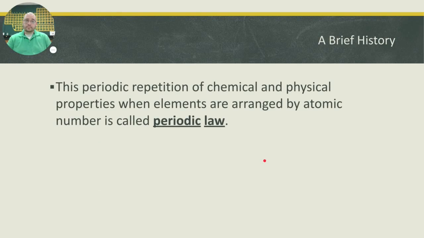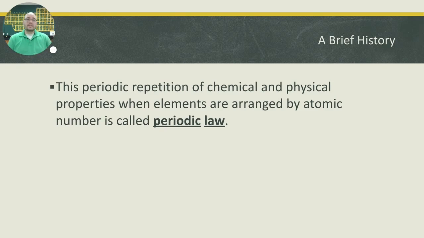All right. That periodic repetition, periodic means one every now and then, like you go to class one period at a time, and then you do the same thing. So Monday, you go first, second, third, fourth, fifth, sixth, seventh period. Tuesday, you do first, second, third. It's the same. It's repetition at given intervals. That's what periodic means. So the periodic repetition of chemical and physical properties when elements are arranged by atomic number is called the periodic law.